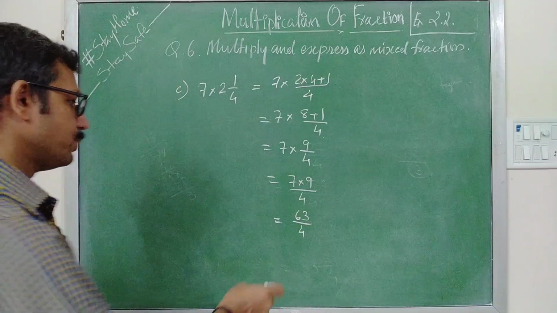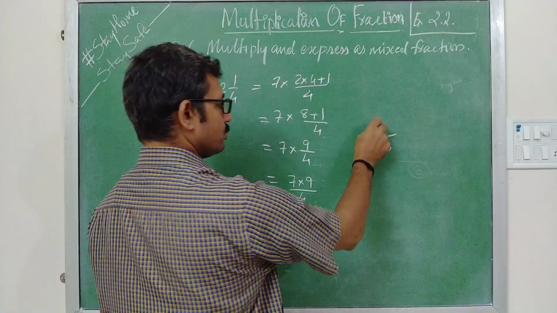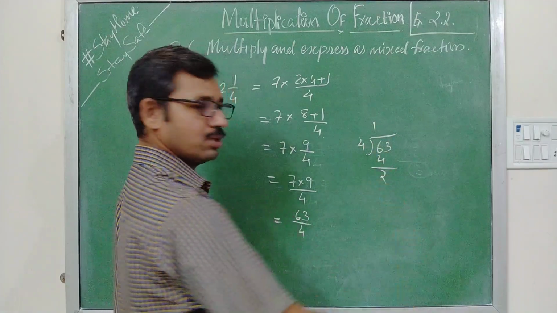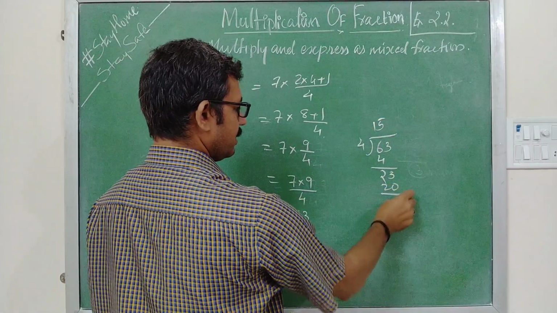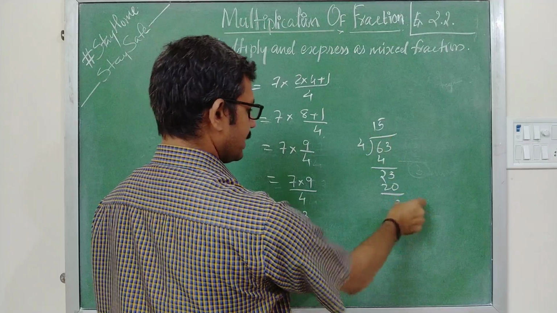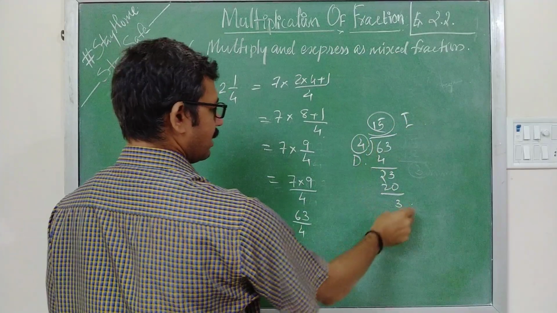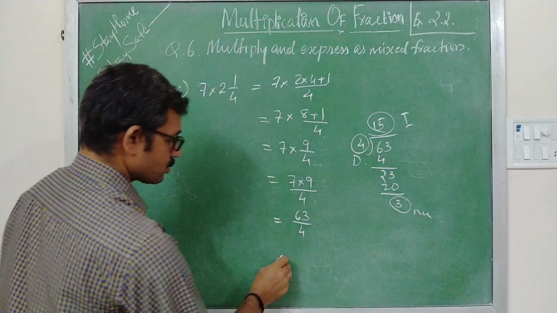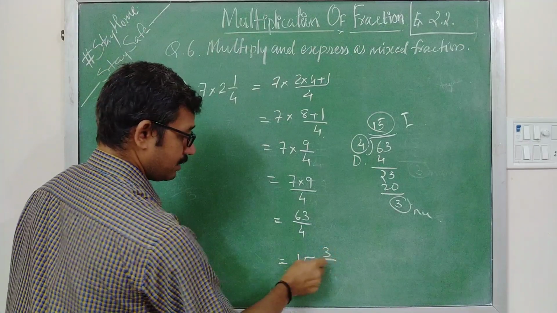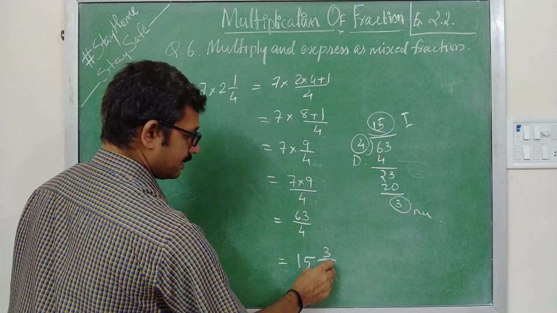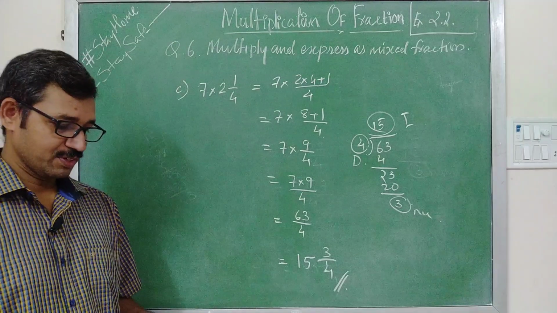Now 63 divided by 4. 4 fifteens are 60, so subtracting we get 3. Here this is the integer, this is the denominator and this is the numerator. So it is 15 integer 3 upon 4, where the remainder is the numerator. Like this you have to do. You can continue.